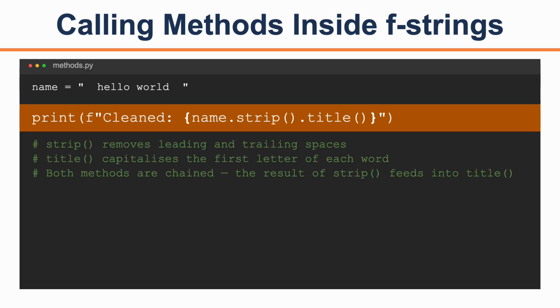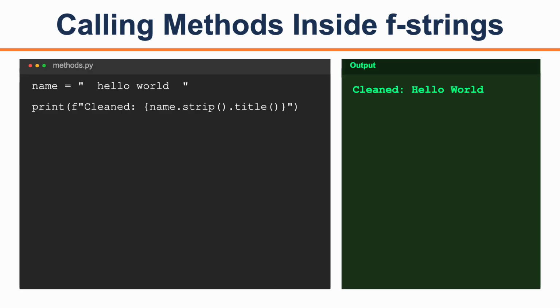The second line calls the strip method and the title method on name inside the f-string braces. Strip removes the leading and trailing spaces. Title capitalizes the first letter of each word. Both methods are chained together in one expression. The print function evaluates the chained method call inside the braces and inserts the cleaned and capitalized string into the output. No intermediate variable is needed to store the result.